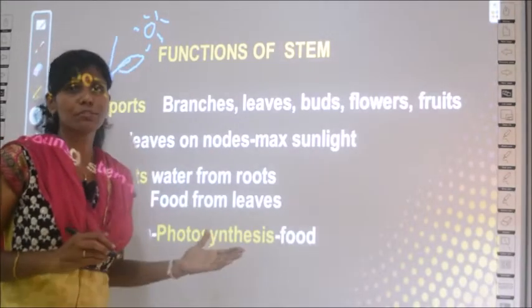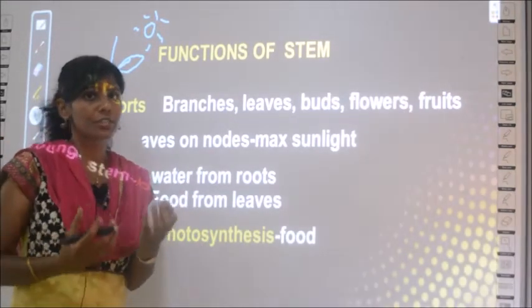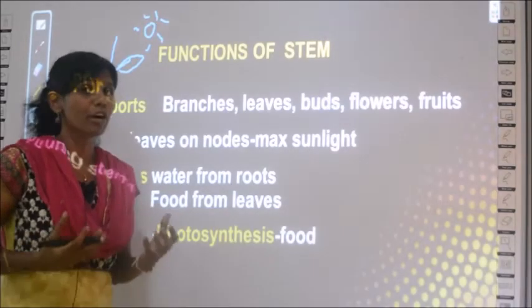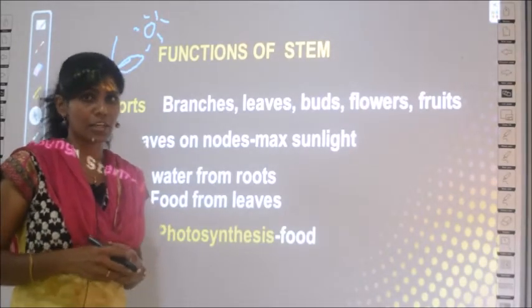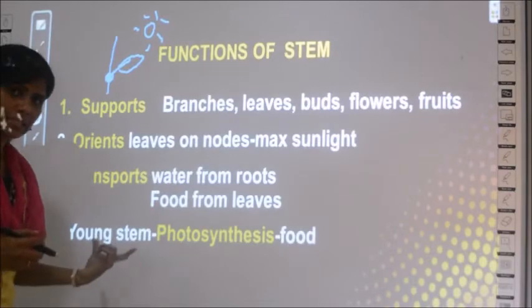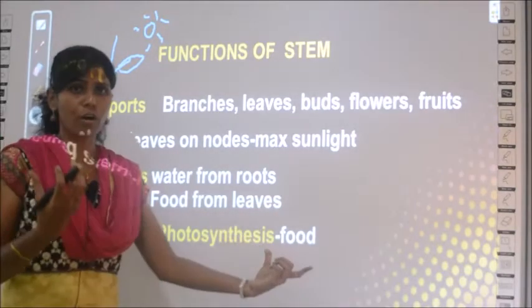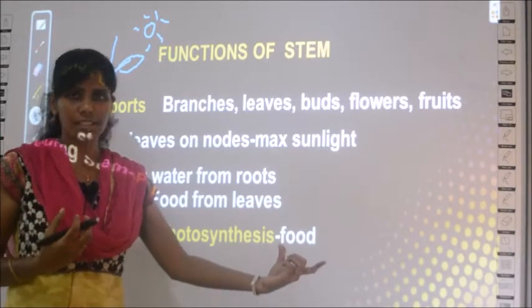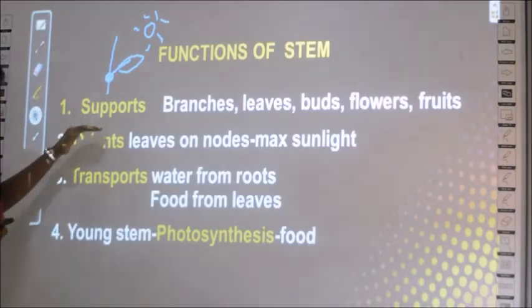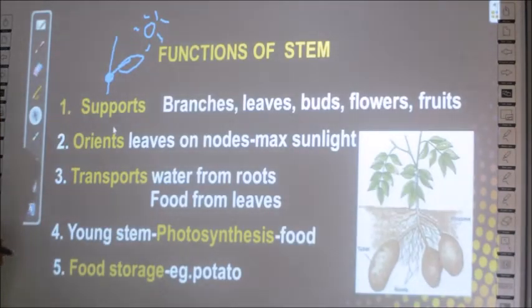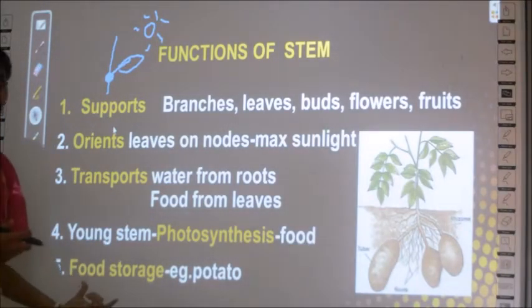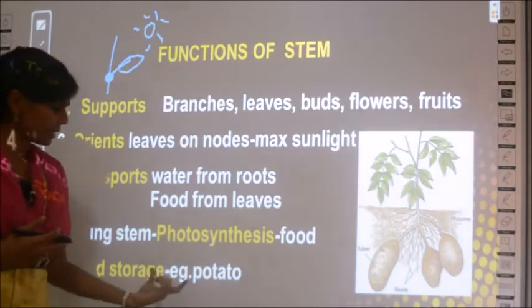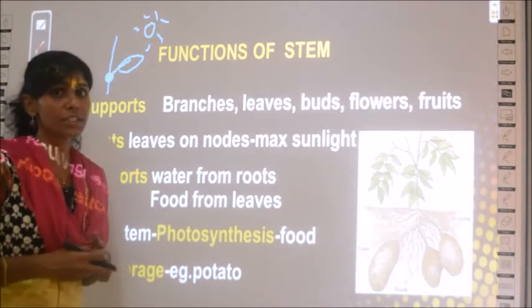So wherever there is photosynthesis, there is food, right? So photosynthesis is a process of food preparation for the plants. So there is photosynthesis in young stem which will result in the formation of food or the starch. Okay. The last function of the stem is it can store food. Example given here in your book is potato.